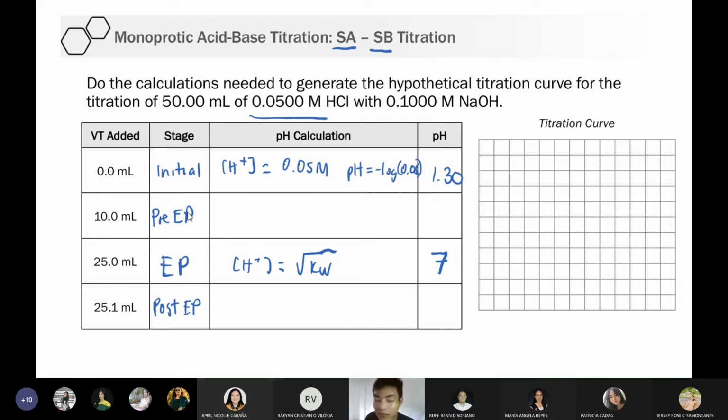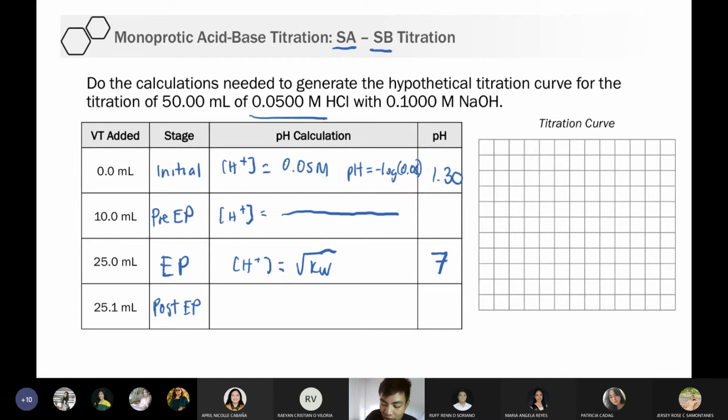Pre-equivalence point. Ano yung question? Ano yung ganap dito? Sabi ko kanina, at pre-equivalence point, the moles of the acid is reduced because we added the titrant. So to identify how much acid is left, we use the formula n acid minus n base divided by V total. Para malaman mo gano'ng karami natira, i-subtract mo yung dalawa. What is the acid? Acid is the analyte, so we express this as MaVa. What is the base? That is the titrant, so we express this as MtVt. Then, ano nang gagawin mo? Plug in mo na yung values mo. Okay, so after that, you plug in your numbers kasi you know the equation already.